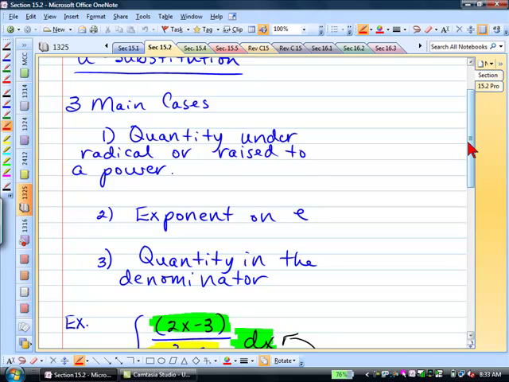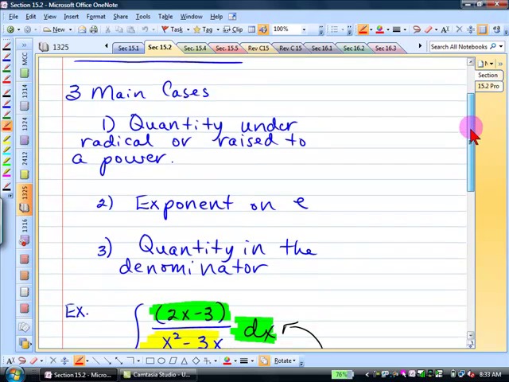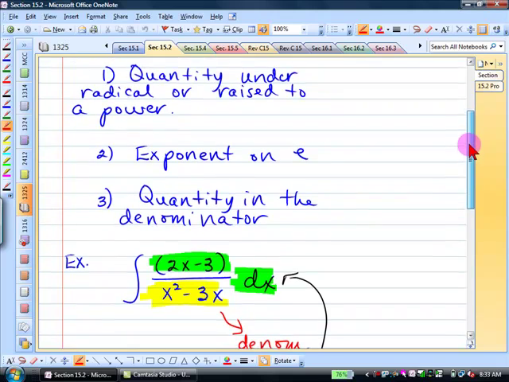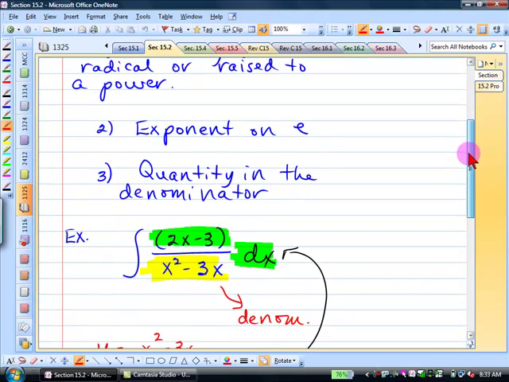All right, here's an example. There's the problem: the integral of 2x minus 3 over x squared minus 3x dx. Okay? So this is that case, quantity in the denominator.